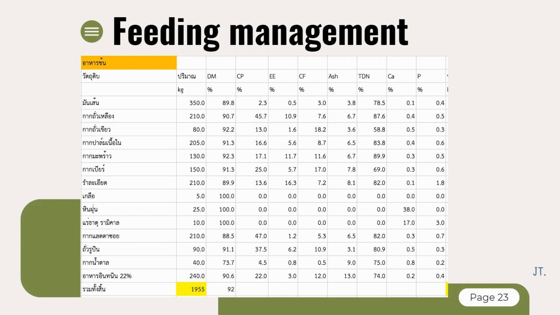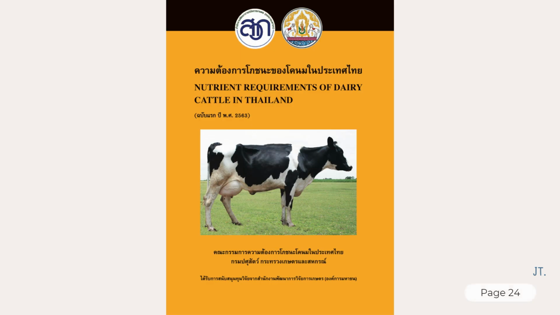Next is the feeding information. From the feeding information received from the farm, we put all of them into this table here and fill the other parameters using the numbers from this source, which is this book from the DLD, containing all the information about the feedstock and requirements.